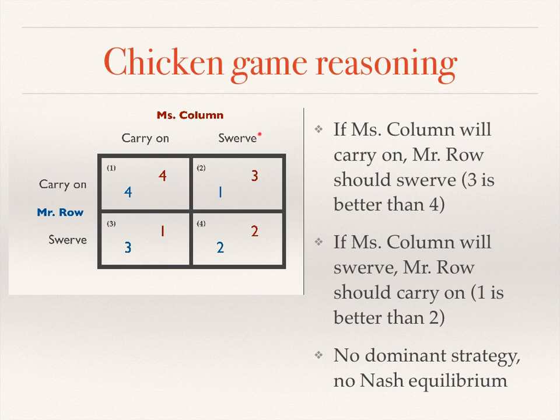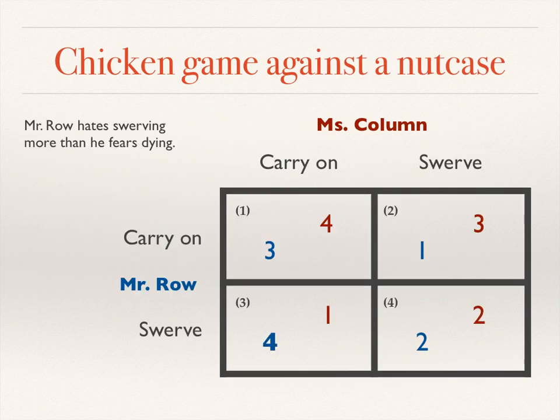If, on the other hand, she's going to swerve, what should he do? Well, he can either keep going, in which case that's great, he wins, or he can also swerve, and that's not as good, so he should carry on. That means he doesn't have what's called a dominant strategy, because there isn't one thing that he can do, no matter what Ms. Collum does, that's his best move. And it turns out that is written down here. There's no Nash equilibrium. There's no thing that's going to happen if each player plays their best move. So they can't tell what it is.